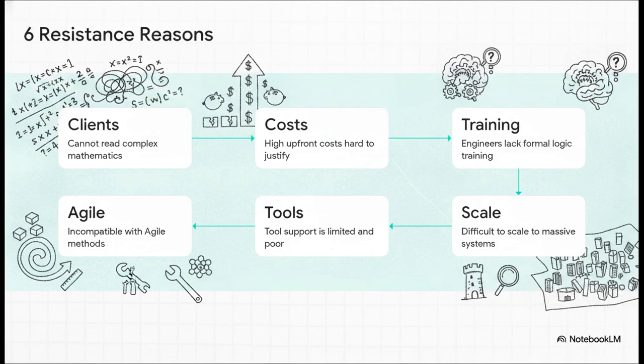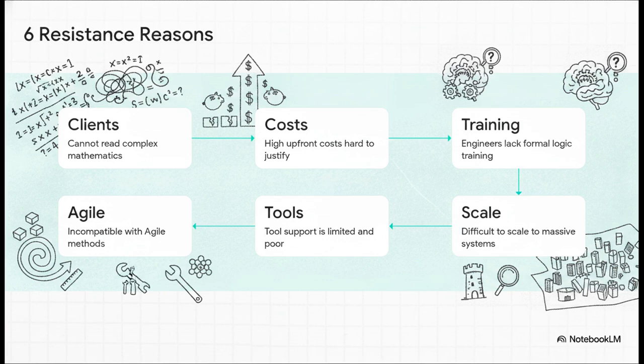Second, the massive upfront costs are incredibly hard to justify to management because the return on investment is just too difficult to quantify. Third, the reality is most software engineers simply lack the deep training in formal logic and mathematics needed to write these specs. Fourth, these methods are notoriously difficult to scale. When they are used, it's usually just for small, highly critical kernel software, not massive sprawling systems.